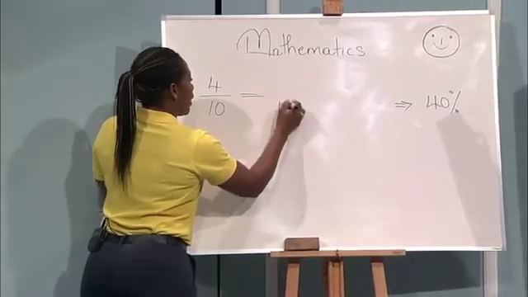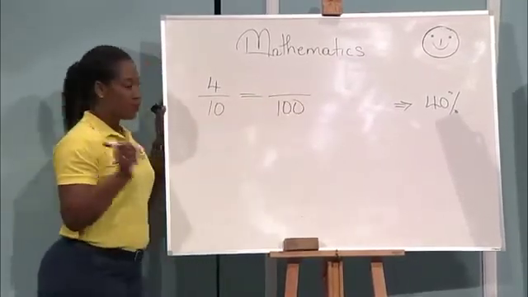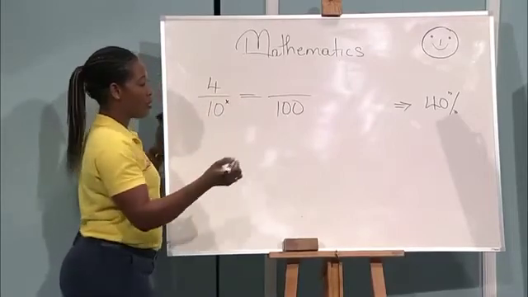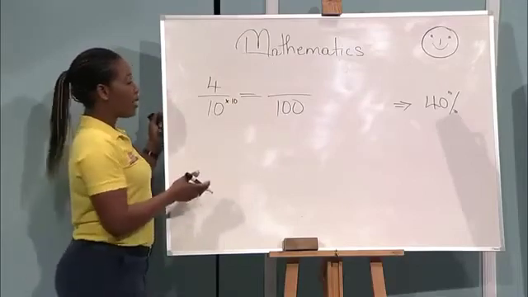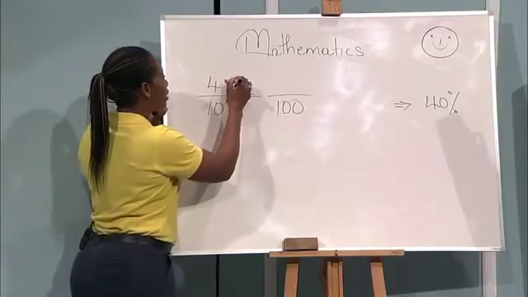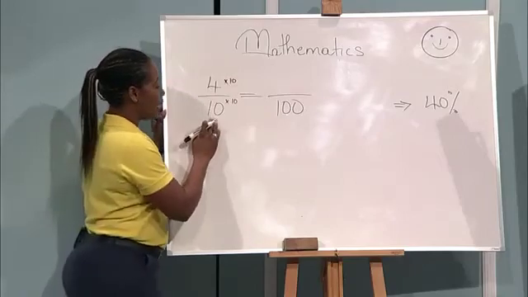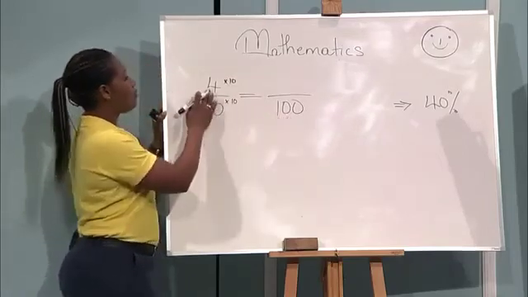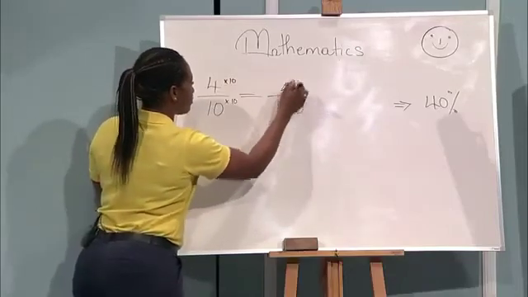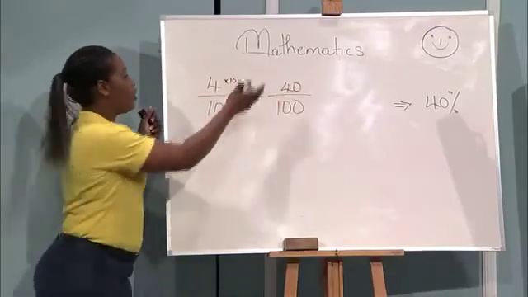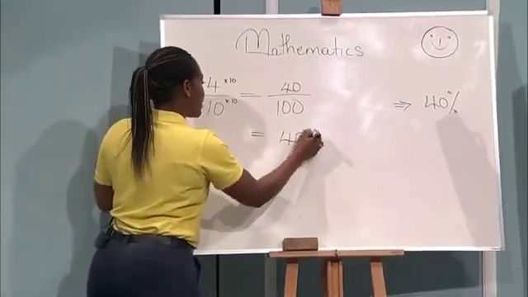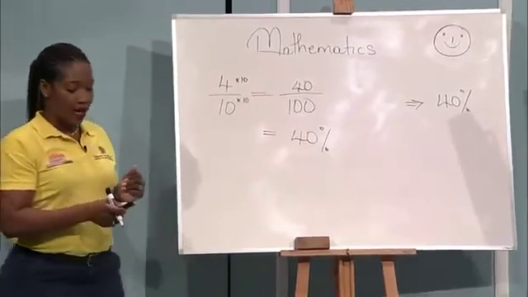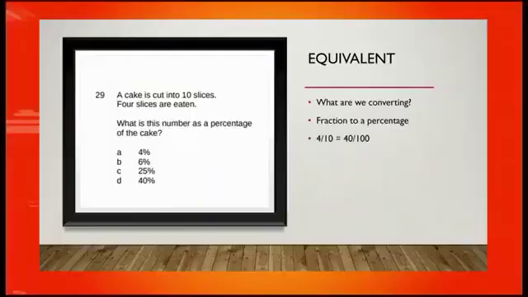All right, so I'm going to equate it to another fraction out of 100. What would I have to do to 10 to get it to 100? Yes, I would multiply it by 10. And you know by now, if I'm multiplying the denominator by 10, I most definitely must multiply the numerator. So 10 times 10 gives me 100. That's good. 4 times 10 gives me 40. Right away, 40 out of 100, you know this. This is 40%. All right? And you have option D. So there we go.